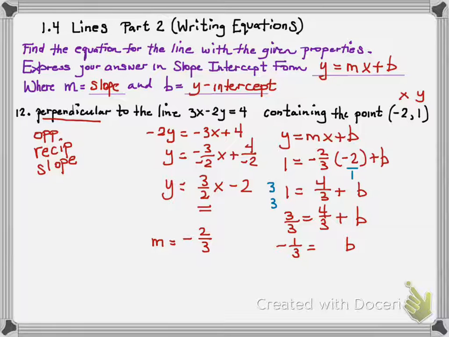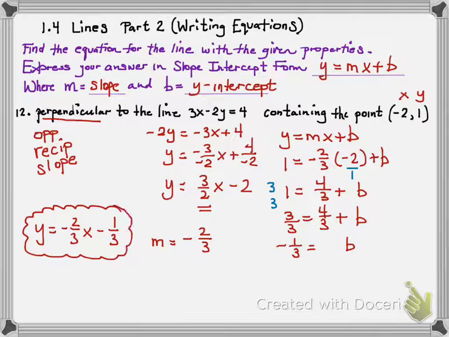So our last step is to get our equation, which is y equals negative 2/3 x minus 1/3. All right, and that is the equation of a line perpendicular to 3x minus 2y equals 4.